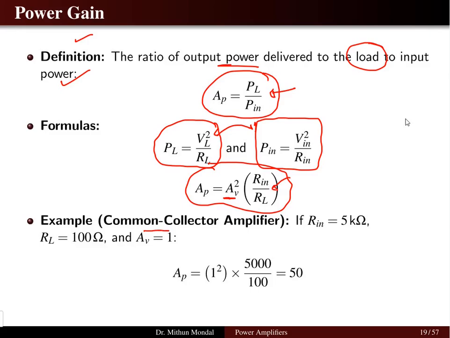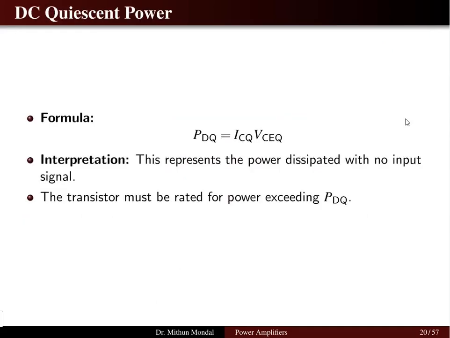Let us take one example of a common collector amplifier where the input resistance is 5 kilo ohm and the load resistor is 100 ohm. Let us take the voltage gain to be 1, then the power gain comes to be 50. This is a very high value of power gain, so the output power will be much higher as compared to the input.